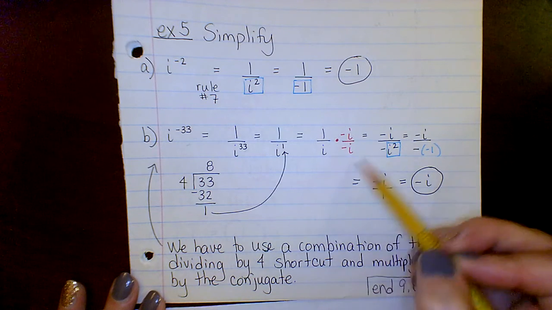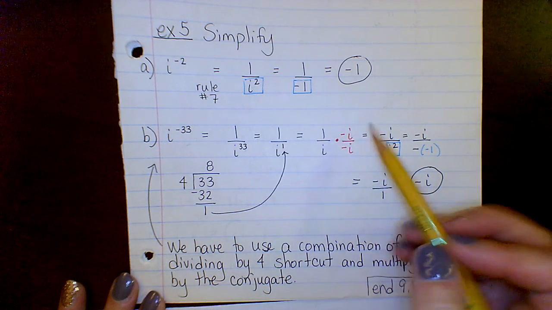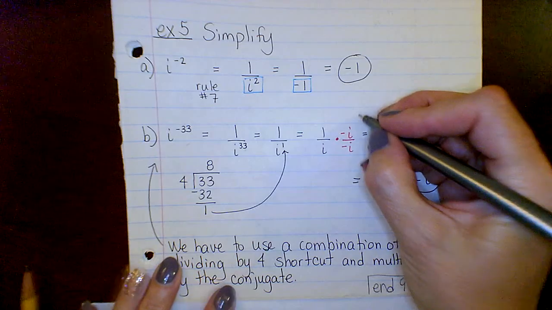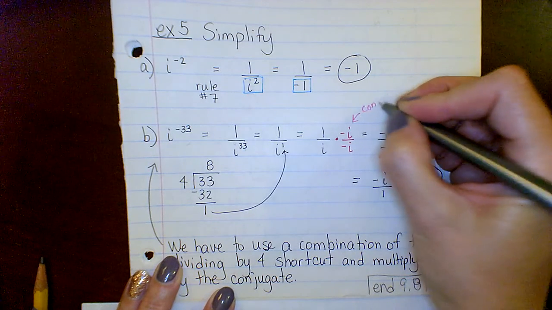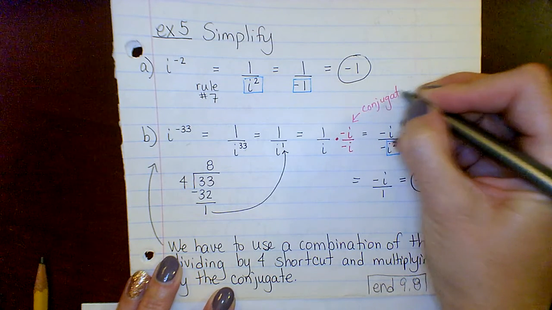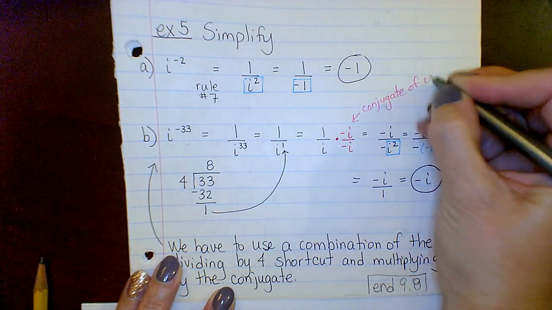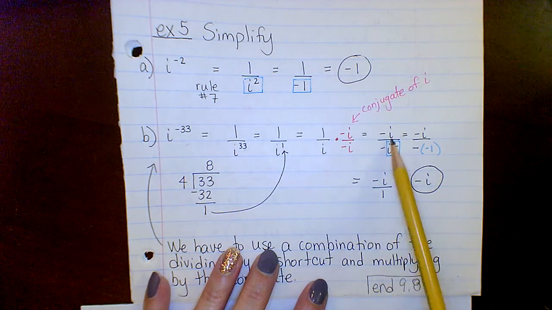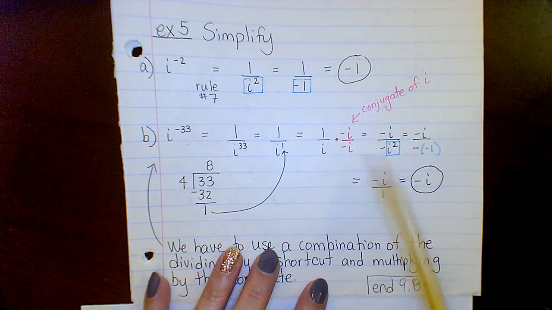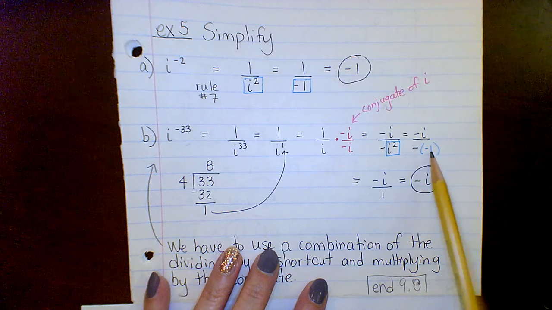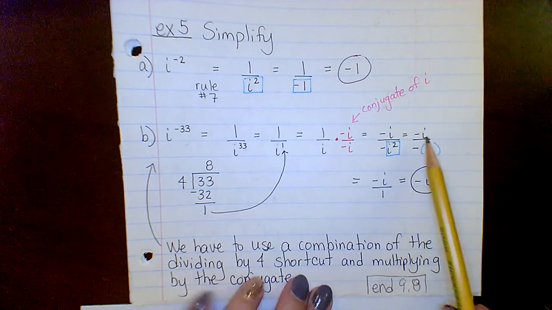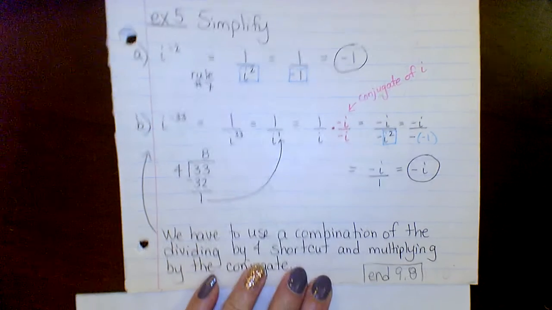Now I can rationalize it by multiplying by the conjugate. So in case you're wondering what's happening here, that's the conjugate of i. In doing so, I get negative i on the top, and I get negative i squared on the bottom. The i squared becomes negative 1. Those two negatives make a positive 1 in the bottom. So I get negative i over 1.